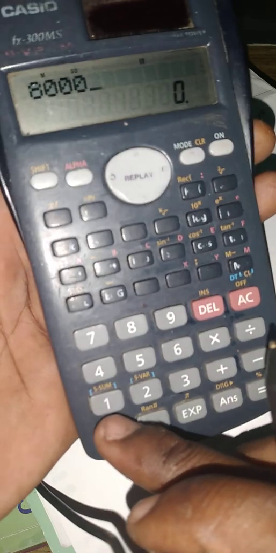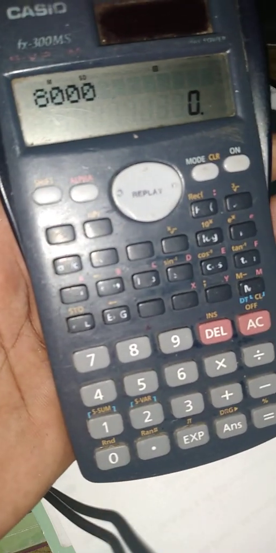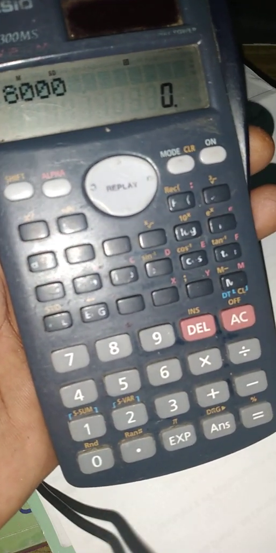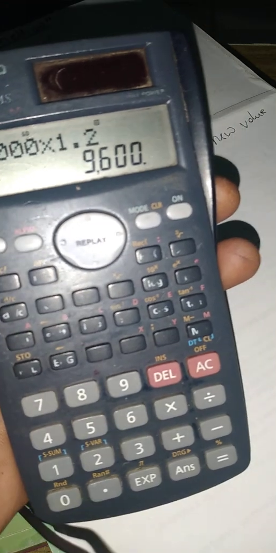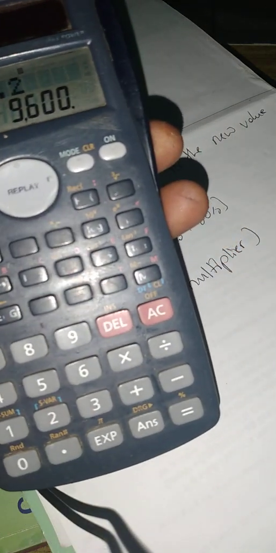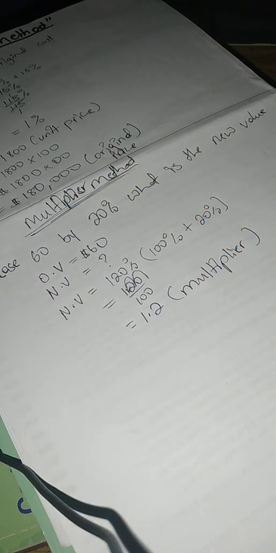For example, if you are selling a Reebok for say $8,000, and you want to put a 20% increase on the Reebok, you multiply that by 1.2, and the new value is 9,600. So anything multiplied by 1.2, you give it a 20% increase, right? So that is it, a 20% increase.